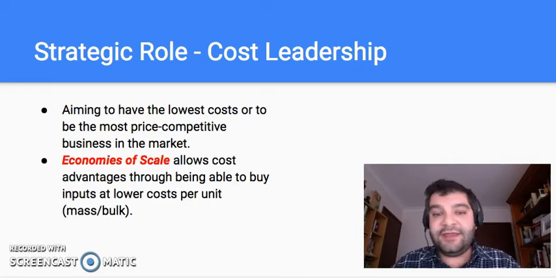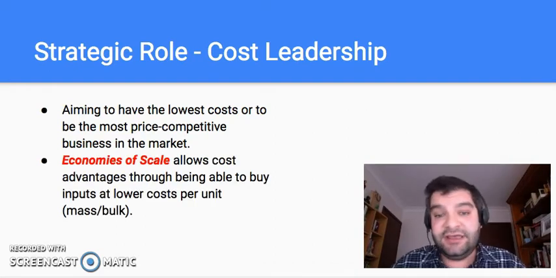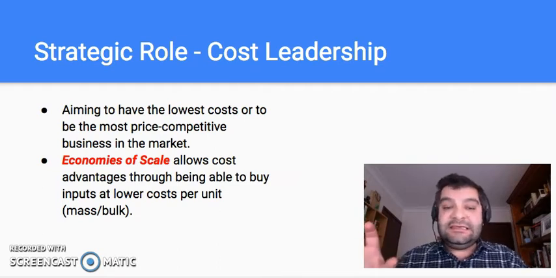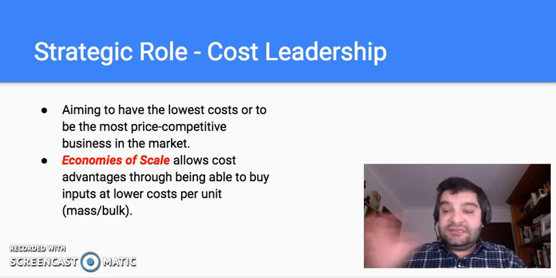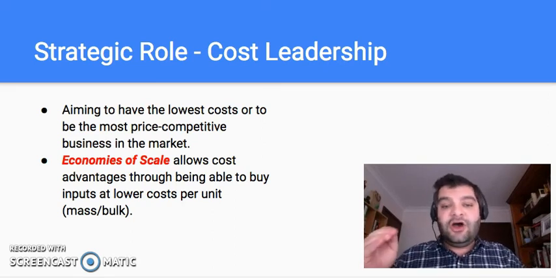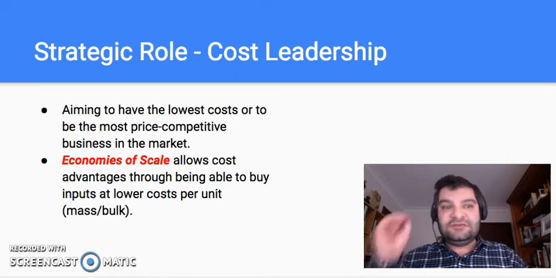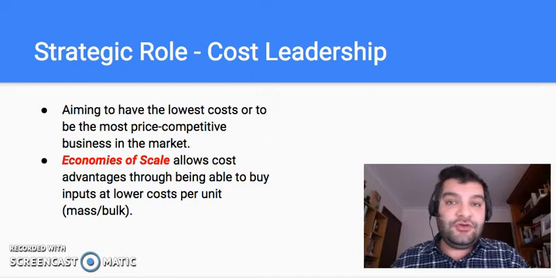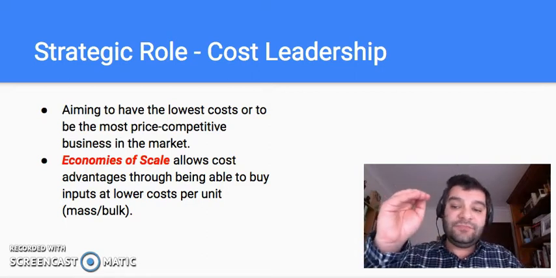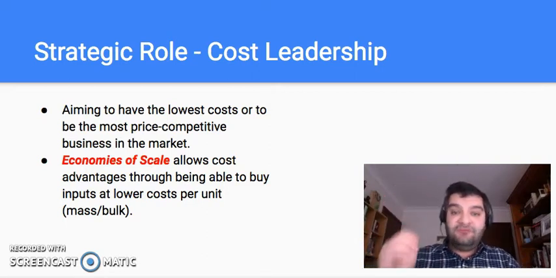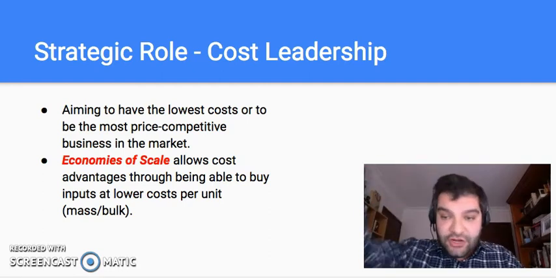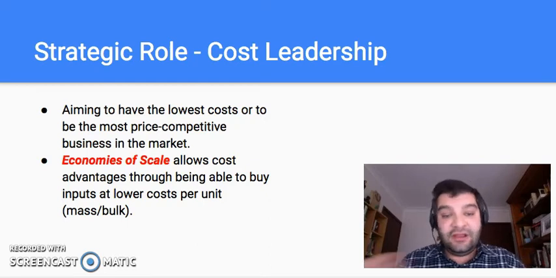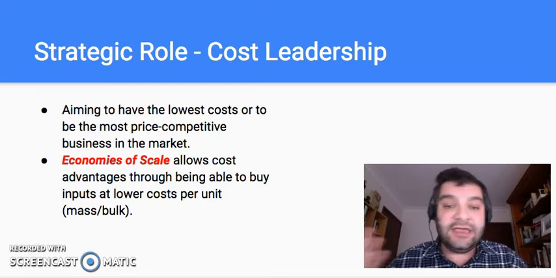Now, one way that a business can be a cost leader in the market is through economies of scale. What this does is it allows cost advantages to occur because the business is buying the inputs, the raw materials, or any other input they have at a lower cost per unit. So the more they buy, okay, the more units, every time they increase by one unit, generally the price comes down.